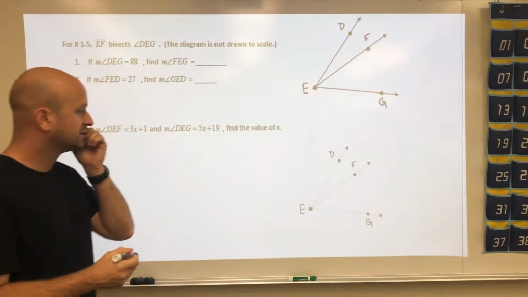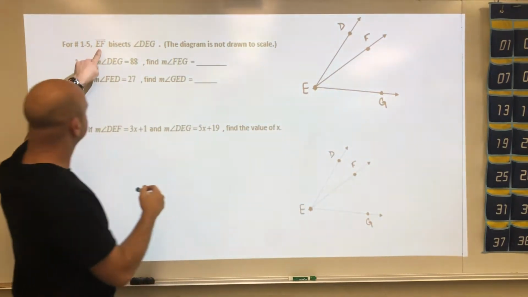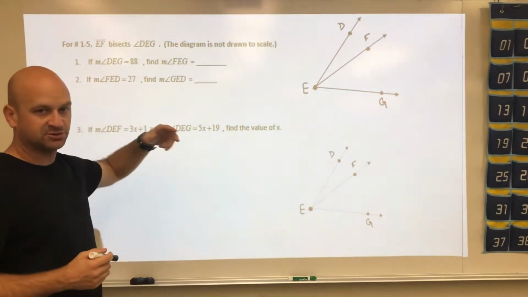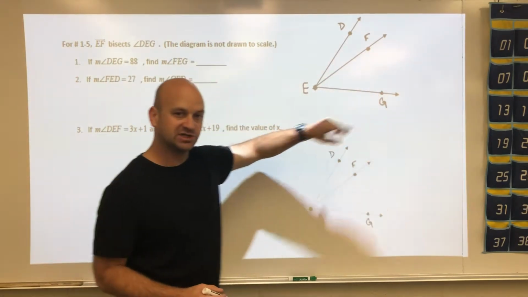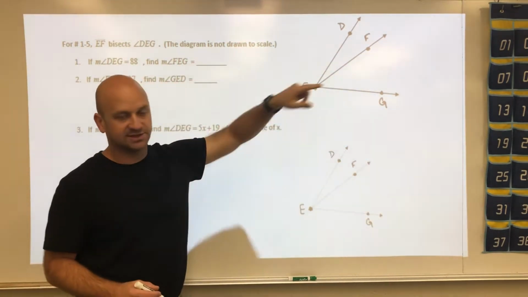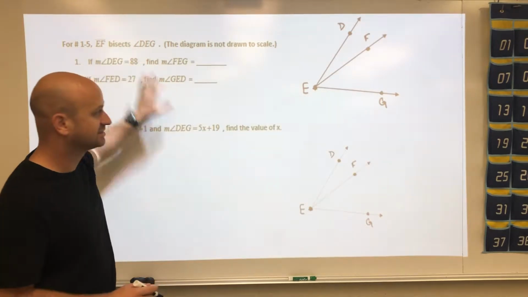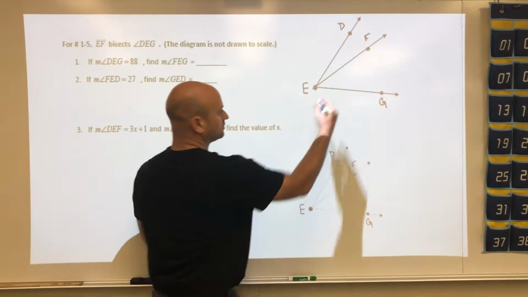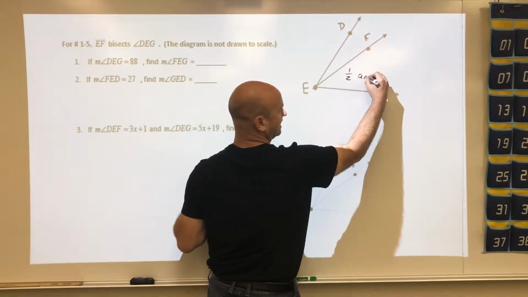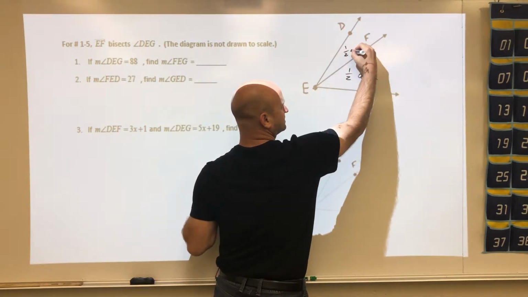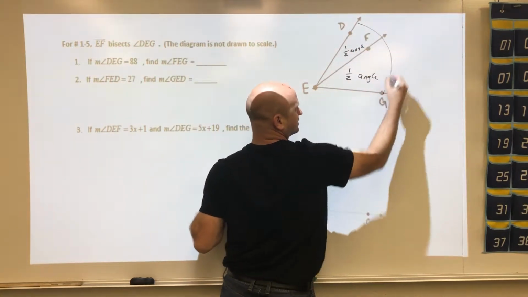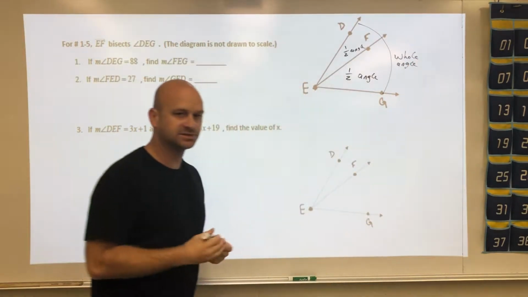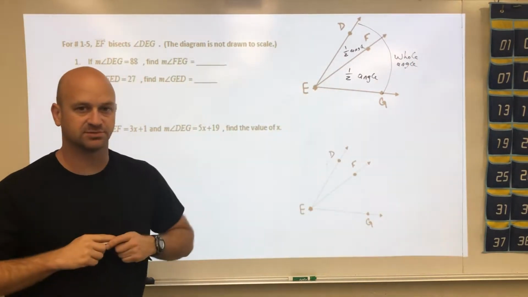So if we look at this diagram here, first the directions say that EF bisects angle DEG. So EF is going to be an angle bisector. Although the diagram doesn't look like the angle is bisected, it also says it's not drawn to scale. Because this bisects it, this part of the angle is going to be equal to the other part. So we're going to identify this part as a half angle, and then this as a half angle, and then this will be called the whole angle. Okay, so this is going to be important as I explain these particular problems.